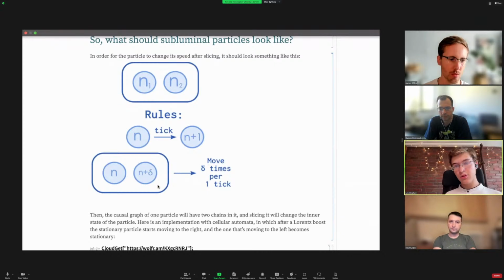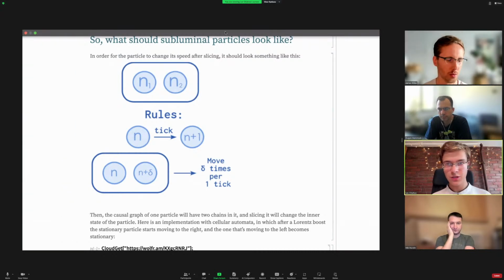And the way you do it is, the constraint we have is that we cannot just apply one single chain of events to the particle, because then if you slice it, so yeah, let me draw this.